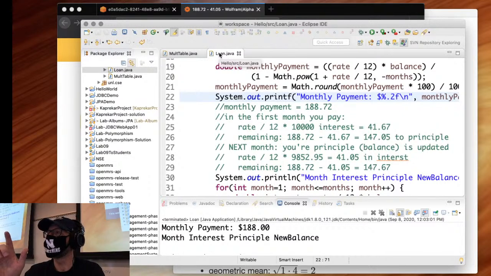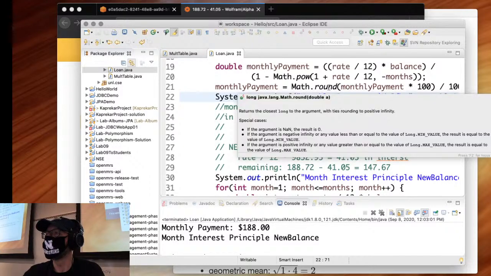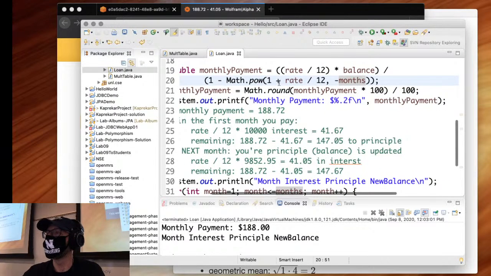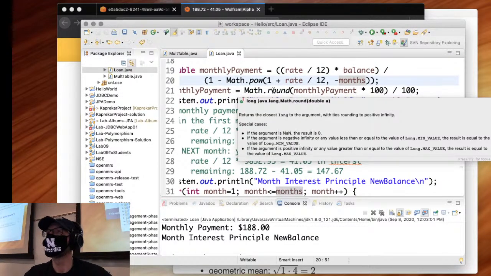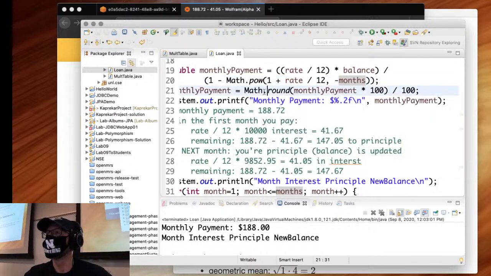Monthly payment times 100, then divided by 100, right? Double, ooh. Okay, so can you read that documentation or is it too small? What does it return? A long, which is an integer. So I've got an integer divided by an integer, so what happens? Truncation, that 72 cents is lost.